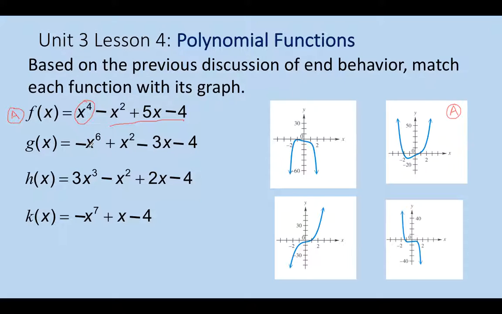Let's see, negative x to the 6th. So again, I have an even dominating term, which means it's going to be that U type of shape, but I also know that it's going to be flipped upside down, reflected, because I've got this negative sign. So if this one is B, well, then this one right here would have to match that.